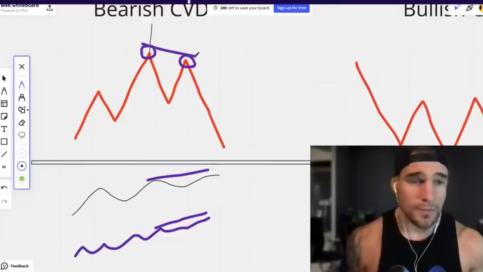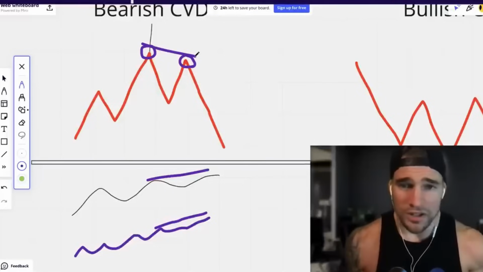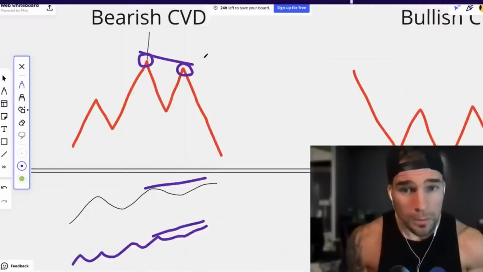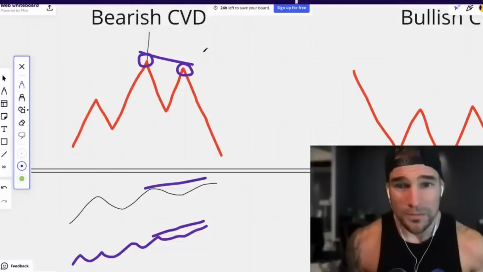yet the price is making a lower high. What is this information telling us? This information is telling us that the price should be making a higher high because there are more buyers than sellers in the market, yet price is making a lower high.